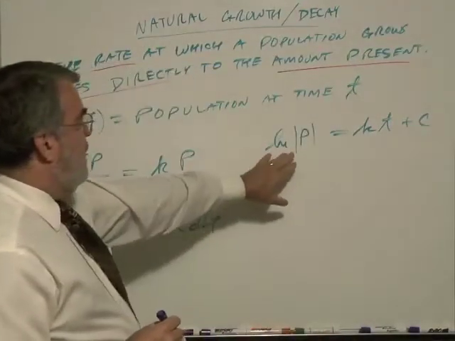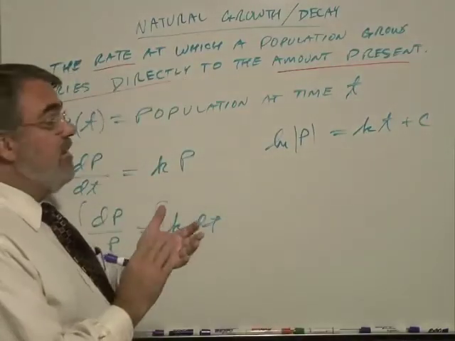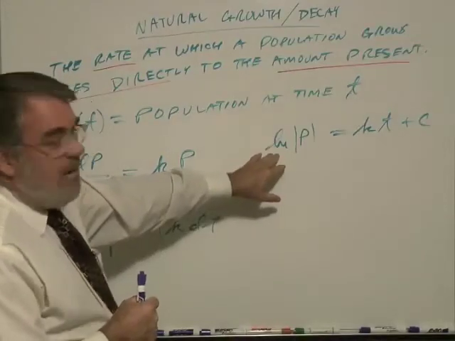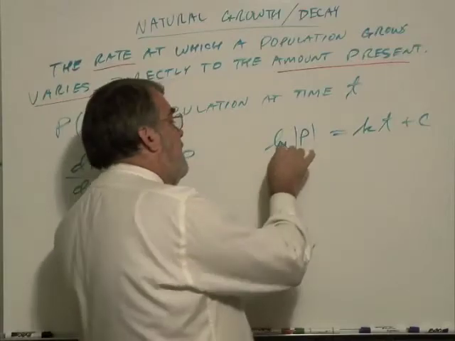So natural log of p is equal to kt plus c. But we're not done because I want to solve for the function. I want to figure out what function this is. So to eliminate the natural logarithm, you make it an exponent of its base. And the base is e.